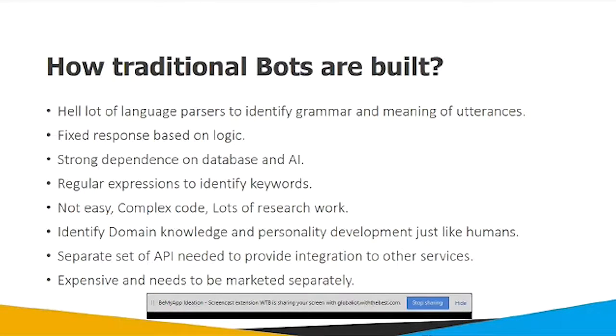Regular expressions, a lot of complex code, domain knowledge and personality development are key areas of a bot. If your bot does not have a good personality, people might not like the bot. There should be a separate set of APIs to interact with the bot, and bots were quite expensive in those days.